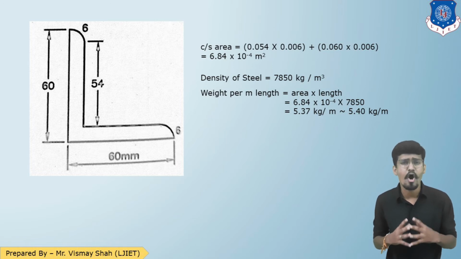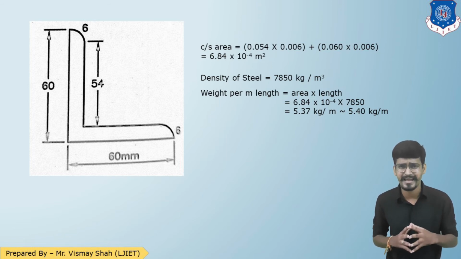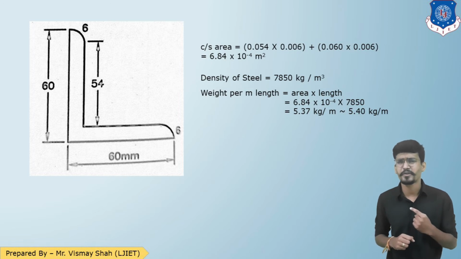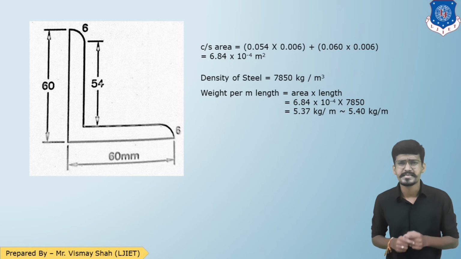I am converting all the values into meters. So the cross sectional area I'll get as 0.054 into 0.006 plus 0.060 into 0.006. So that is 6.84 into 10 raised to minus 4 meter square.